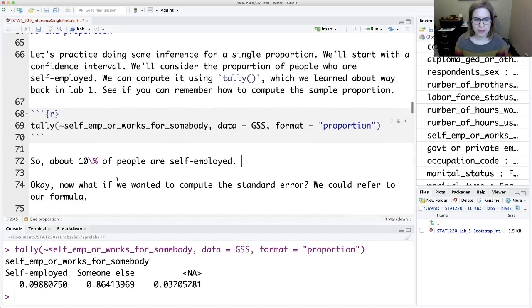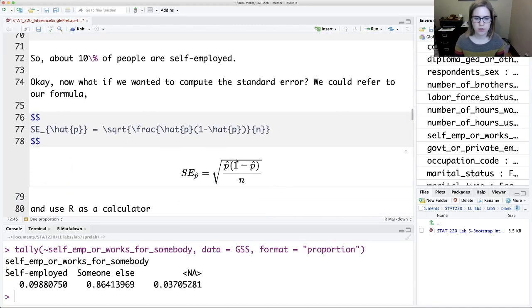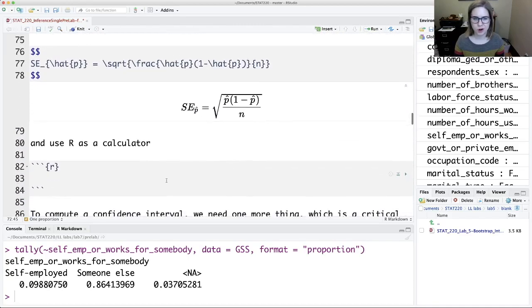And then we might need to compute our standard error. Now that we have our point estimate, we need our standard error. We can use our formula, and we could just use R as a calculator. Again, I'd encourage you to pause the video and see if you can compute the standard error yourself, and then see how you do it.